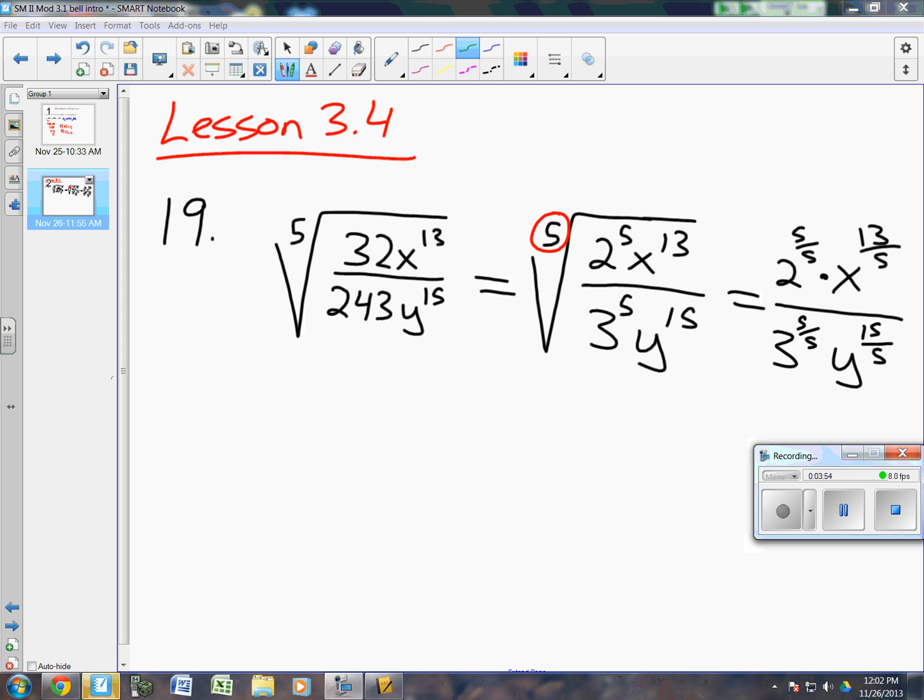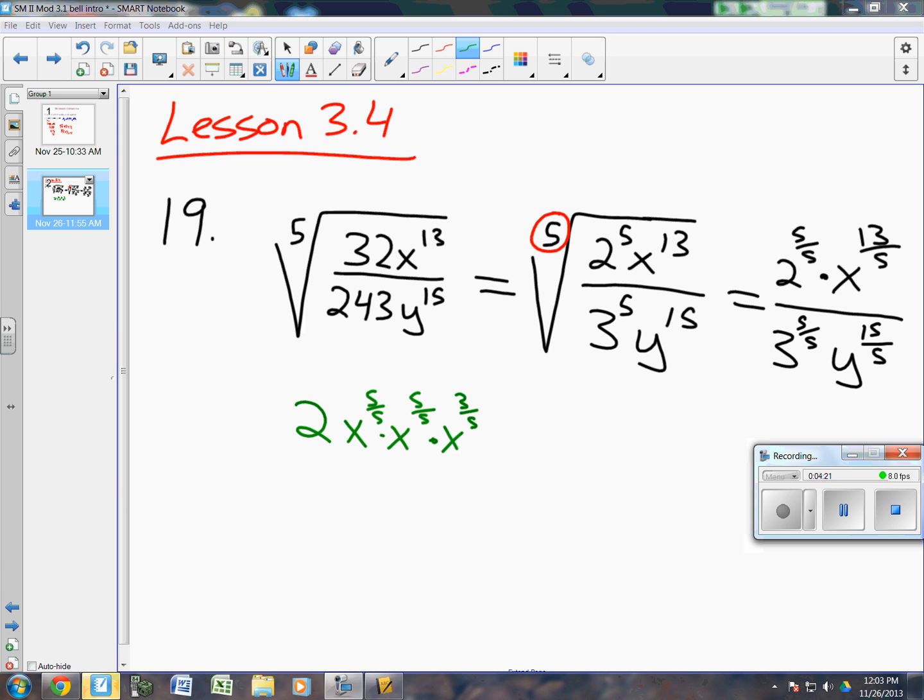5/5 is equal to what, you guys? So it's 2 to the 1 power, which is just 2. Now, here's the deal. How many times does 5 go into 13? 2 times. So I know that I'm going to have an x to the 5/5 times an x to the 5/5 times an x to the what? 3/5, right?